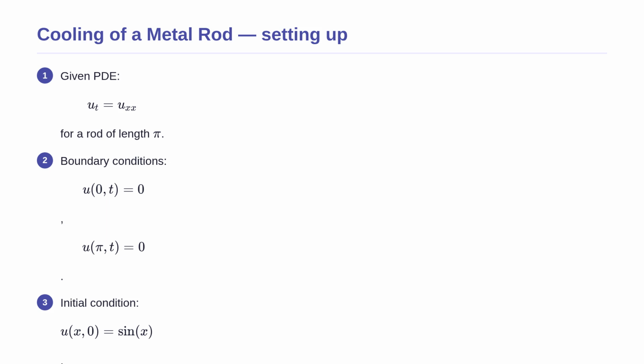To solve this, we use a powerful technique called separation of variables. We assume the final temperature function can be split into two independent pieces, one depending only on position x and the other only on time t.